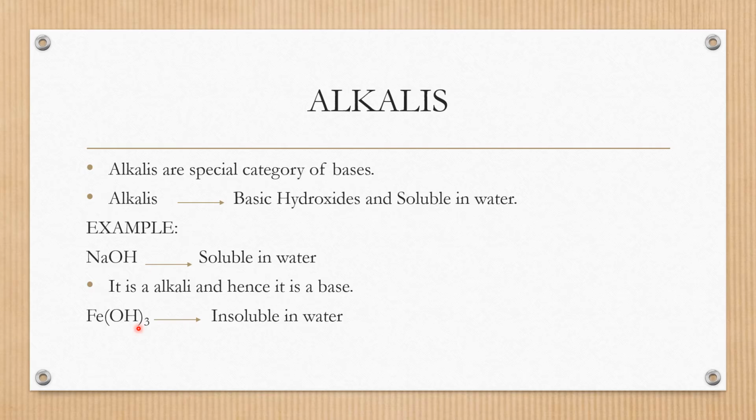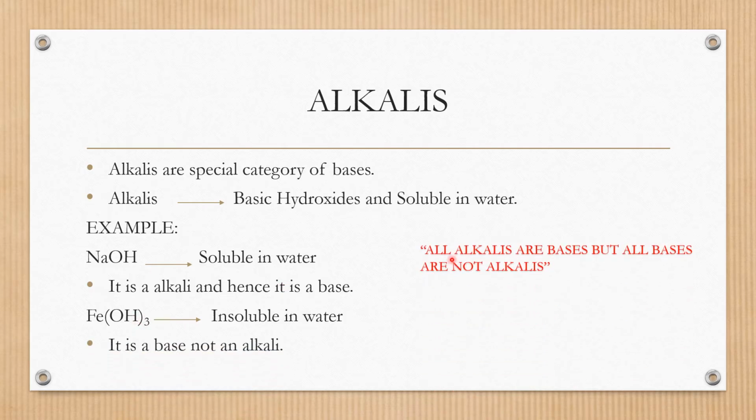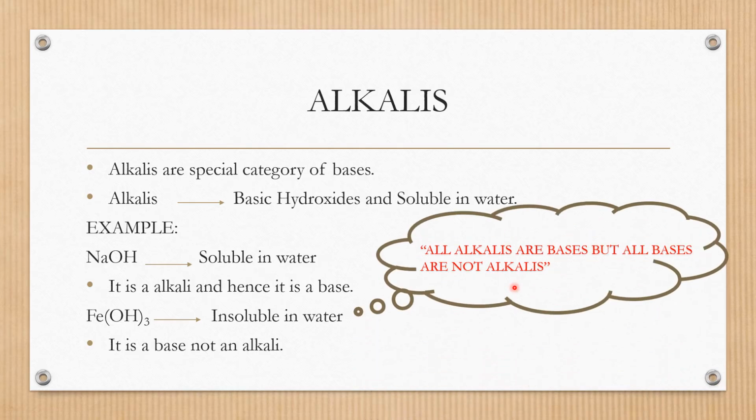From this example we can conclude that all alkalis are bases. Alkalis means soluble substances, but all bases are not alkalis. Bases contain both insoluble and soluble substances, so all bases are not alkalis. This is the main important thing you will understand from this example. Go through this example.